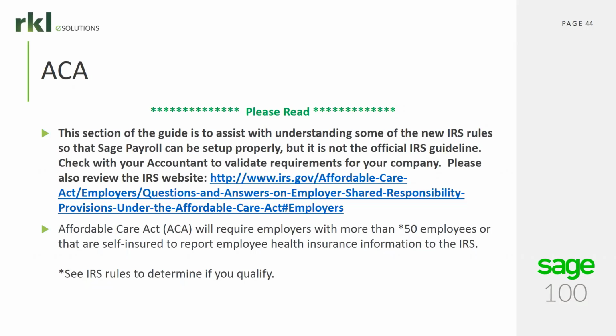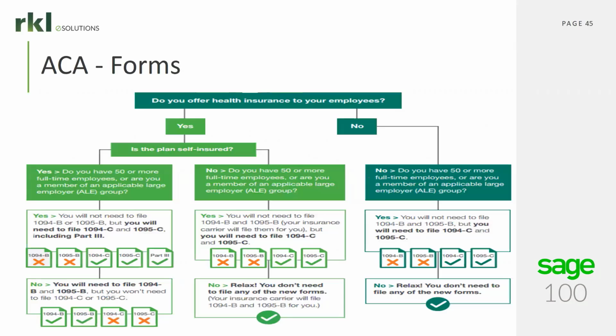The Affordable Care Act, ACA, requires employers with more than 50 employees or that are self-insured to report employee health insurance information to the IRS. There's a chart on this screen that helps you to determine if you qualify for the ACA reporting.